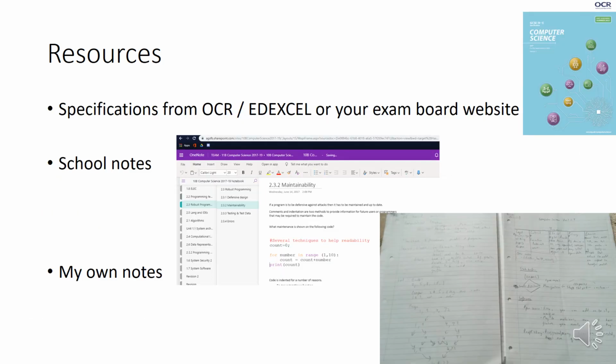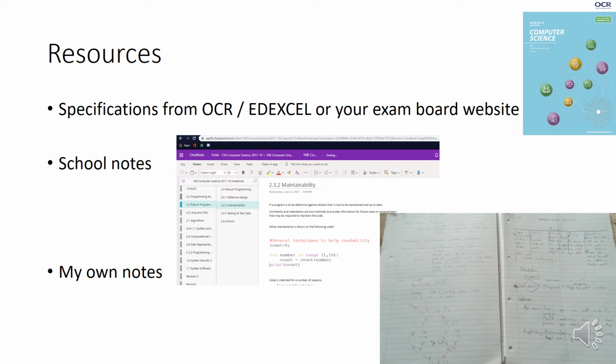So now onto the resources in more detail. So in the top right corner is the specification, which can be found on your exam board's website. The specification lists the topics that you need to know and the bare minimum knowledge which you need to have in order to pass your GCSE.